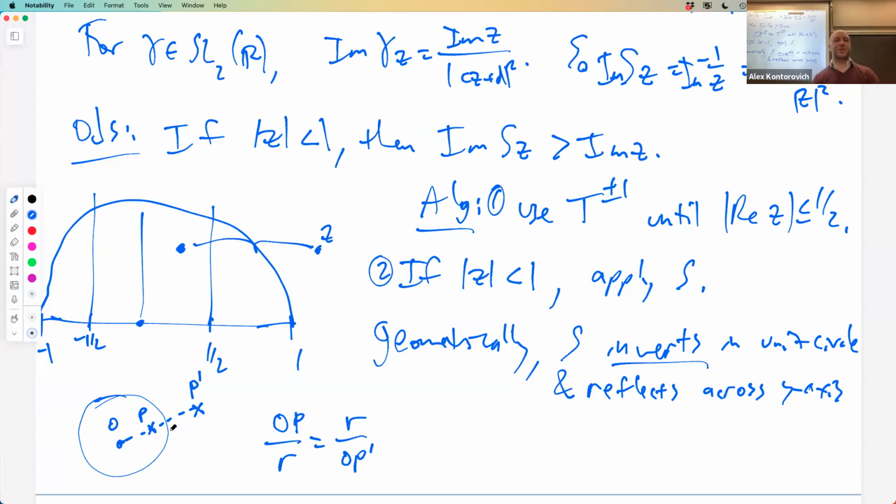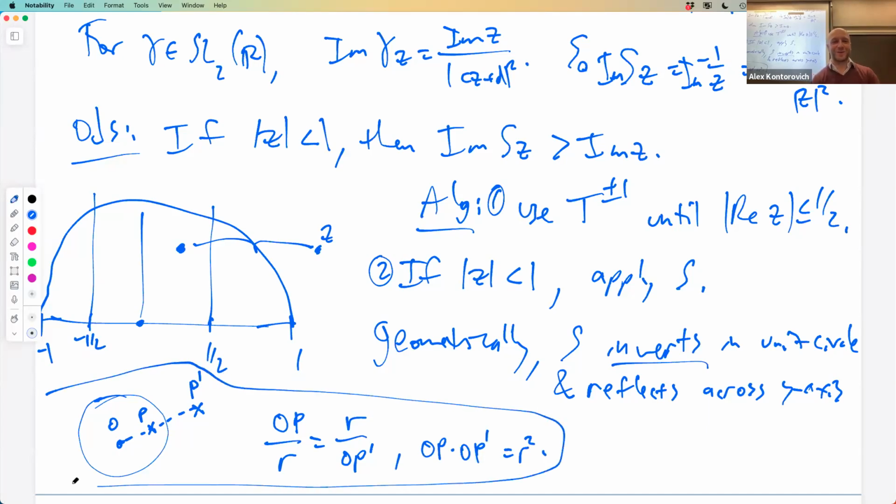So this is closely related to the notion of quadrature. It's the fact that OP times OP prime is equal to R squared. So if you had some fun elementary geometry, and you know that, things about, okay, anyway, let's not do elementary geometry. There's a whole lot of beautiful stuff there that we're going to ignore.